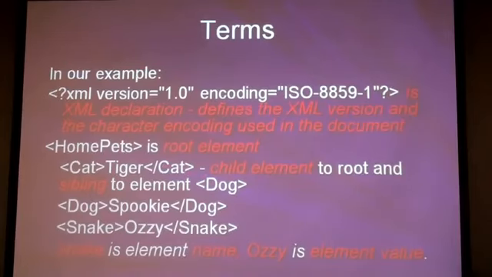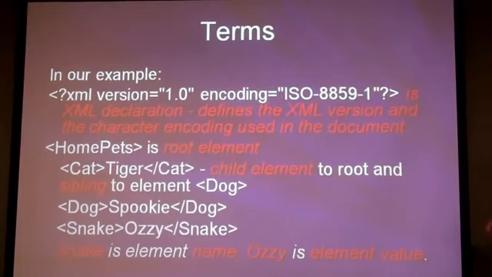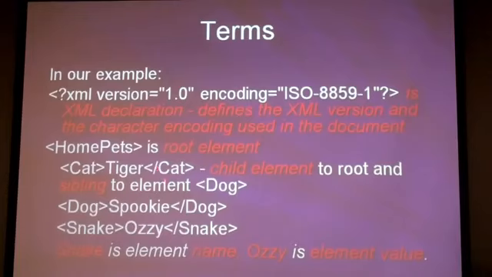All elements which are located in the root element essentially are children. We are saying the root element is the parent, and all elements located within the root element are children. Elements which are on the same nesting level, because cat, dog, and snake here are on the same nesting level, right? They are not included within each other. They are included only in home pets. That's why these elements are siblings. So dog, snake, cat are siblings to each other.